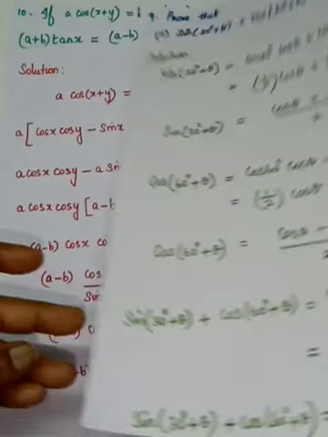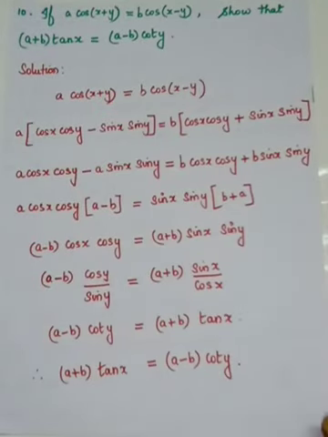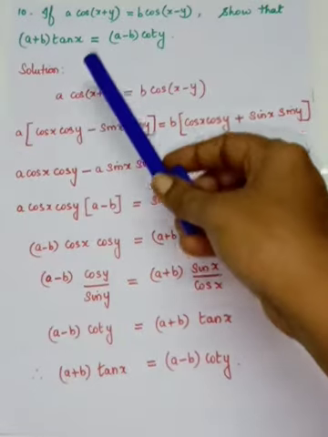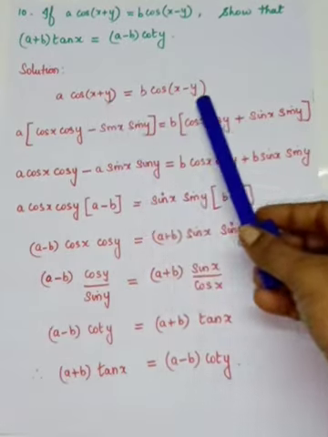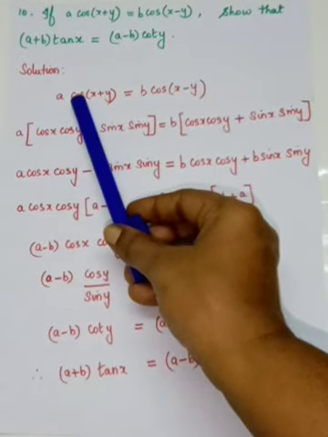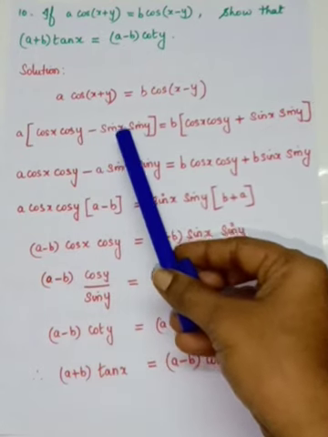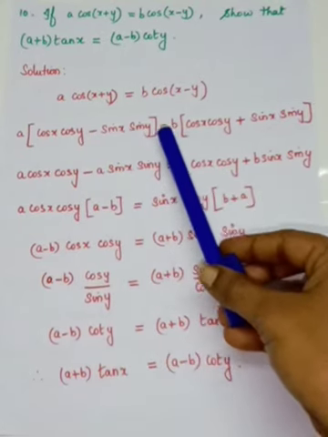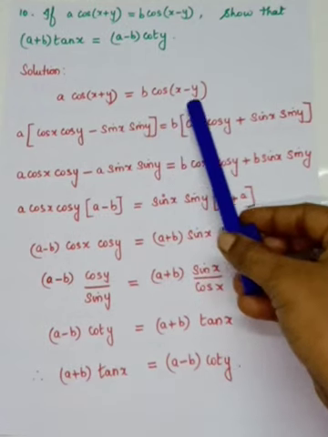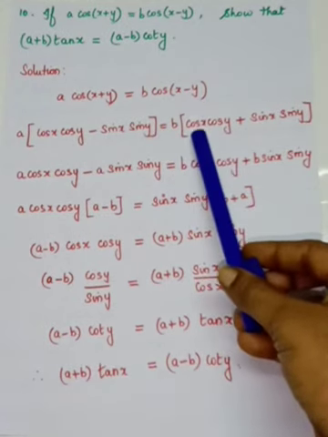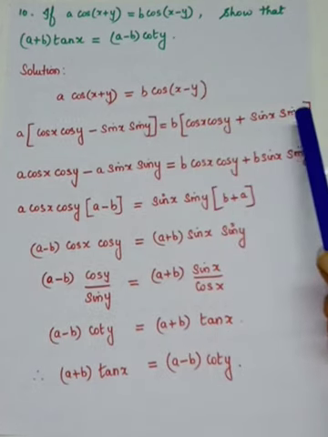So come to problem number 10. If a cos(x + y) is equal to b cos(x - y), show that (a + b) tan x is equal to (a - b) cot y. See now, what is the given result? This is the result I have taken. So a into cos(x + y), the identity is used: cos x cos y minus sin x sin y. This is equal to b into cos(x - y), the identity is used: cos x cos y plus sin x sin y.